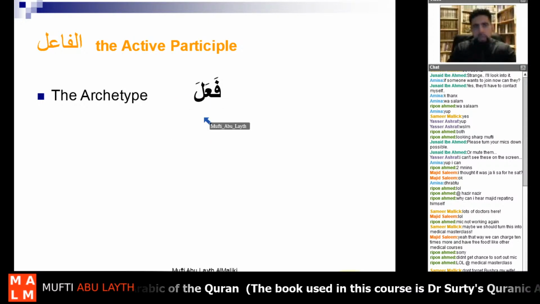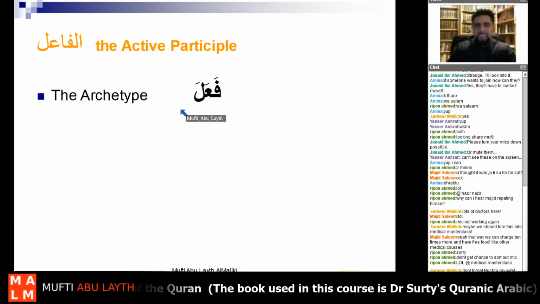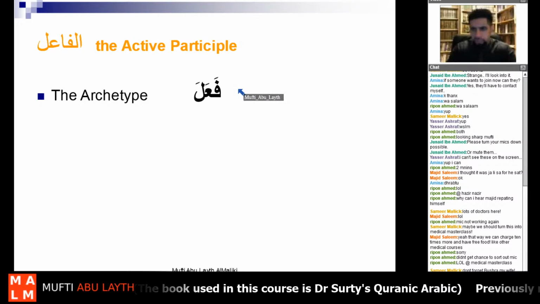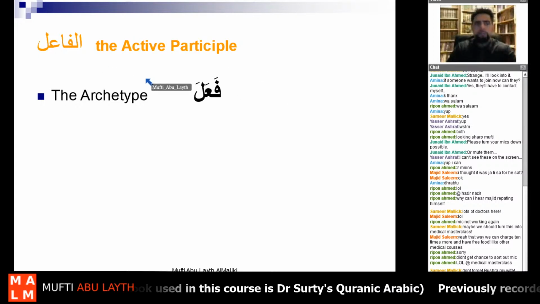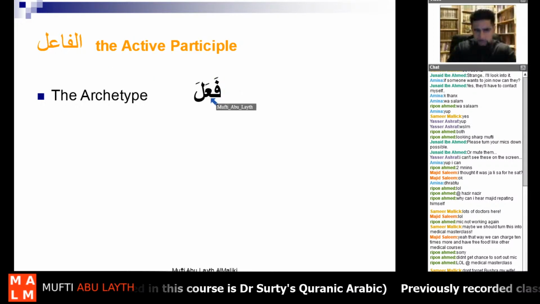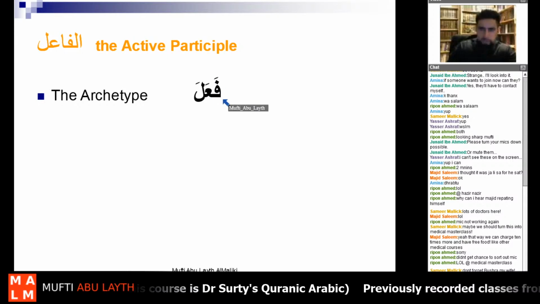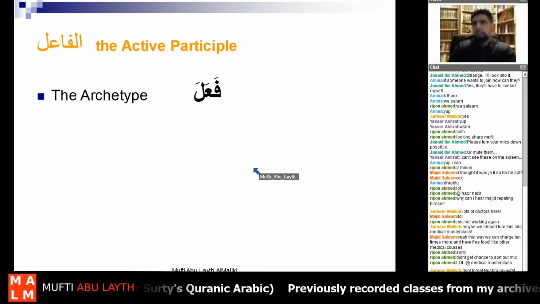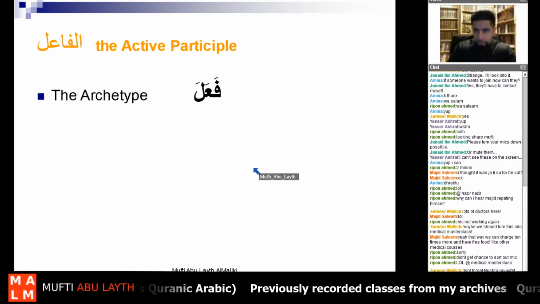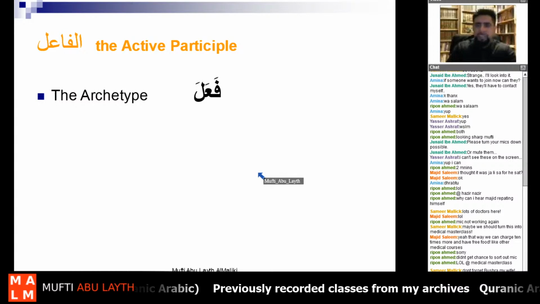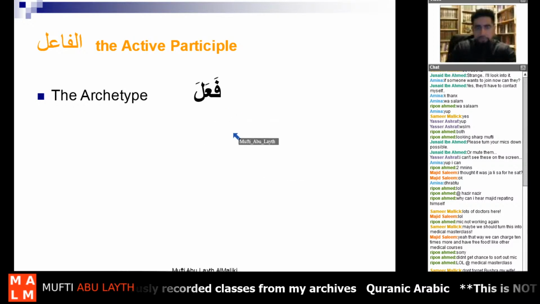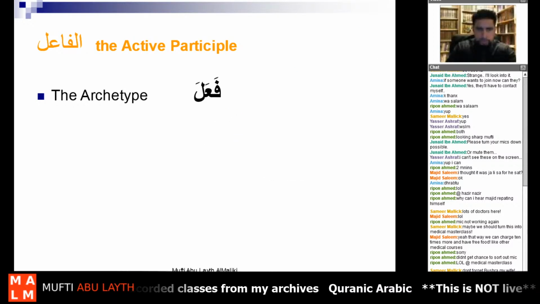So what we're going to do is learn how to say the doer of these verbs, or the doing of these verbs, and we call that in English the active participle. As an example, to write is a verb, but a writer or writing will be the noun describing the person that does that action. So that's what we're going to learn how to create today.